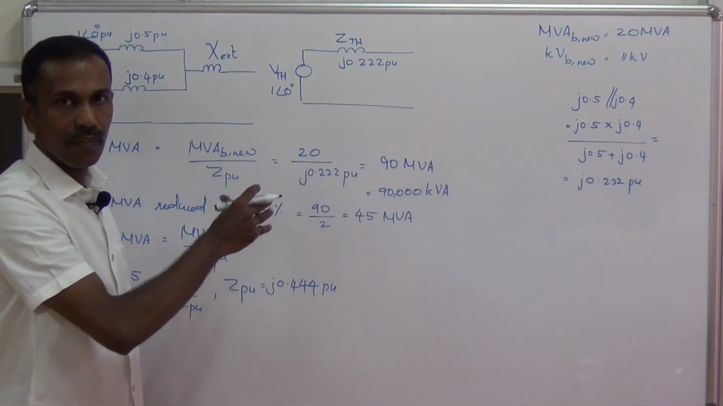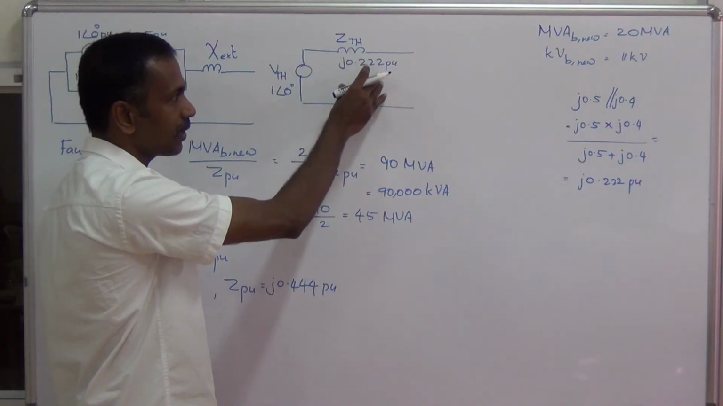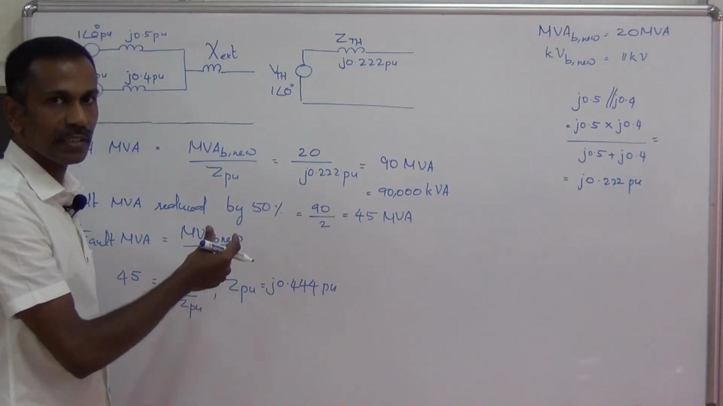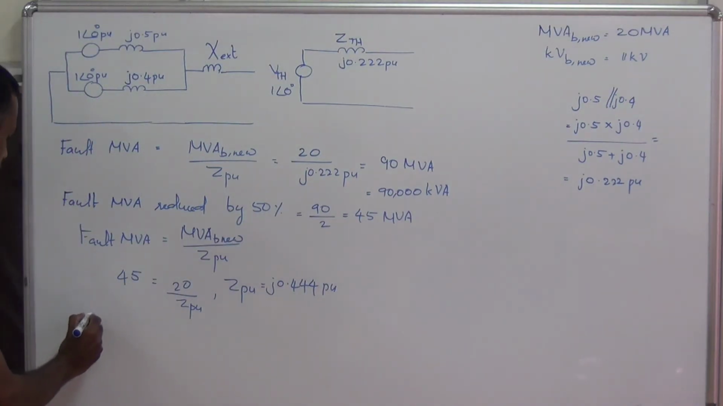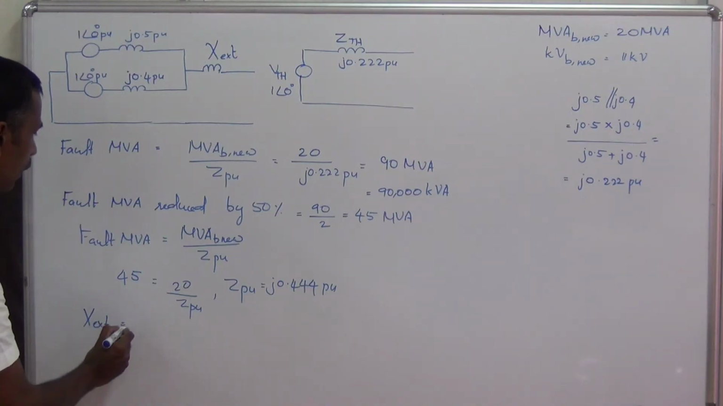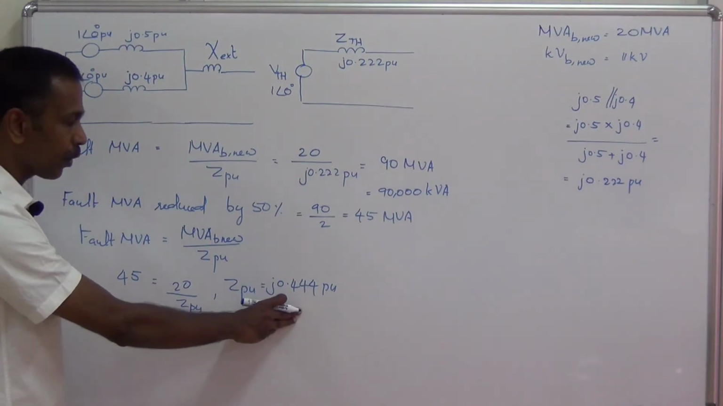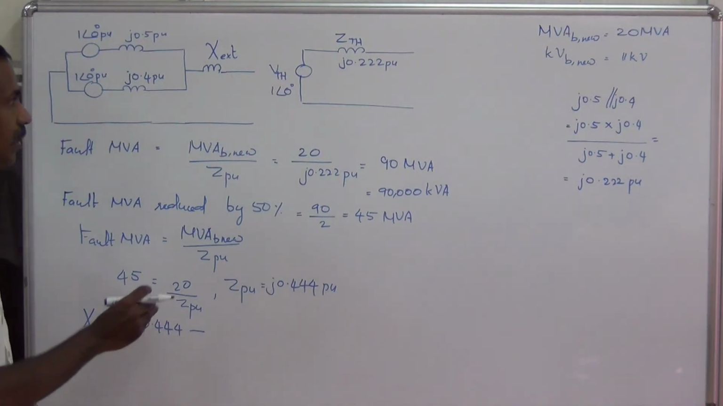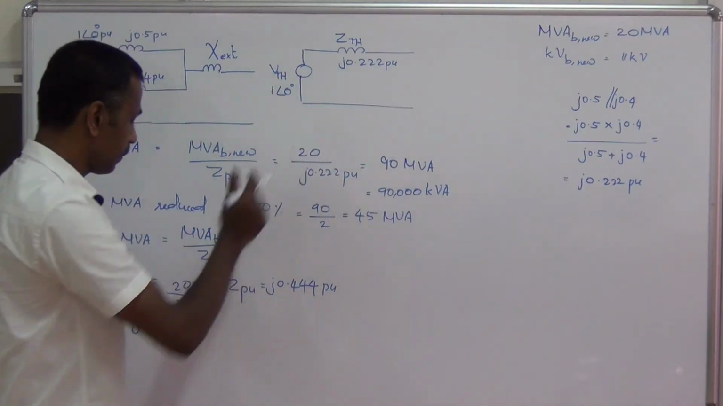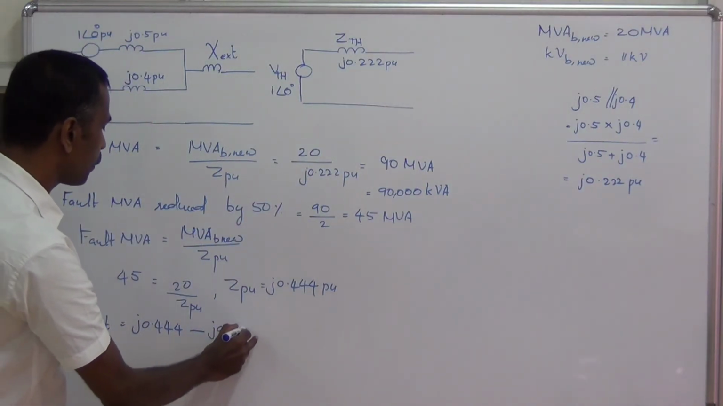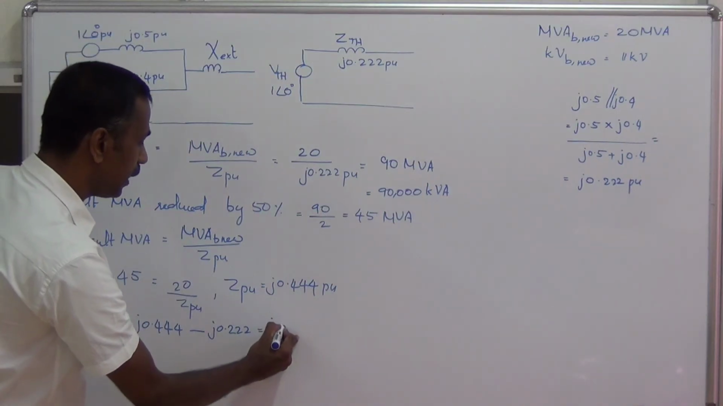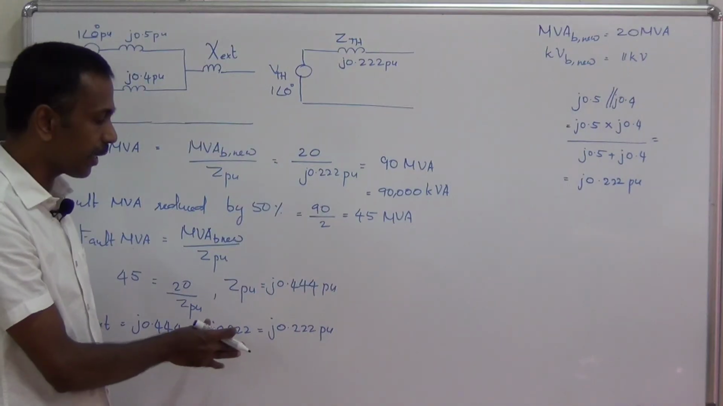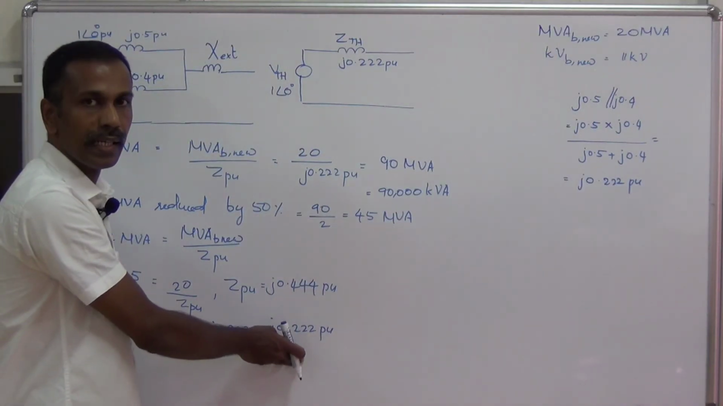So how much reactance are we having in the system at present? It is J 0.222. So what should be the external reactance that is to be included? So X external is equal to the total reactance required, J 0.444, minus the reactance we have at present, J 0.222. This is equal to J 0.222 per unit.